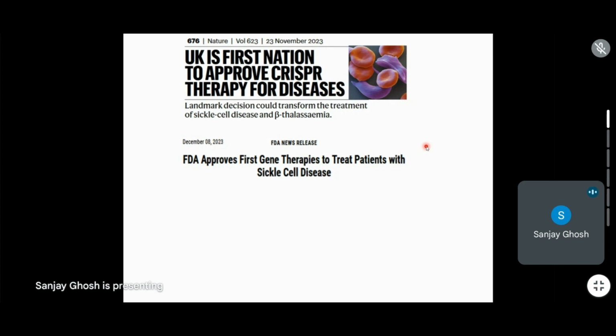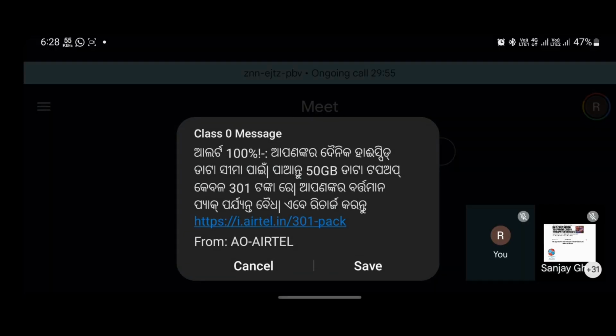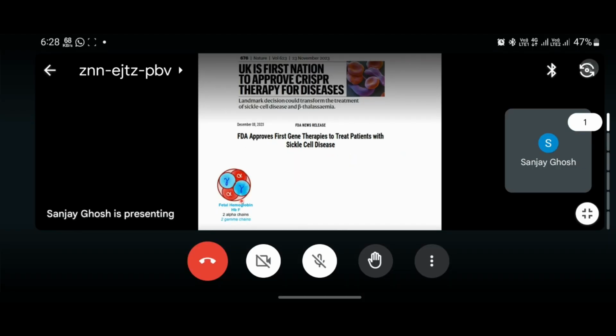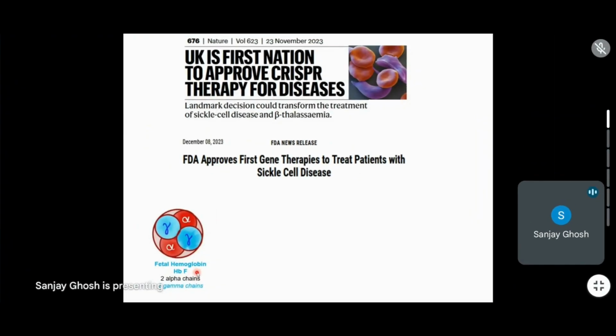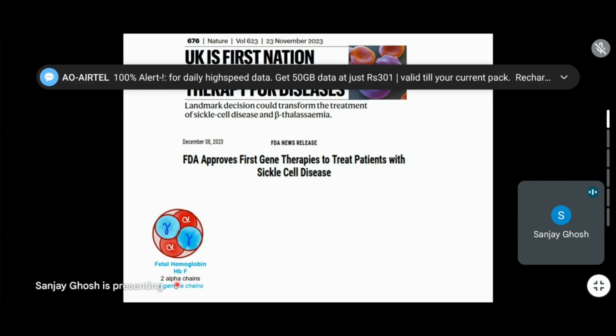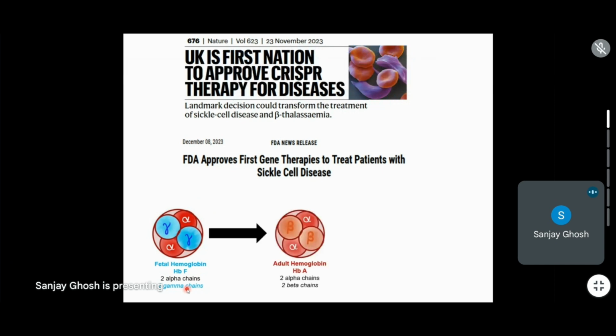So what is this CRISPR-based therapy that they developed? Just to tell you, during development in the fetus, we have a form of hemoglobin expressed in our blood called hemoglobin F. This F has two alpha chains and two gamma chains. But when we are born, the gamma chain is replaced by a beta chain. So the adult hemoglobin, called HbA, A for adult, consists of two alpha chains and two beta chains. That means there is a switch from gamma to beta.